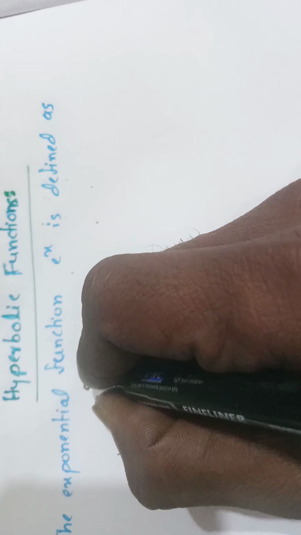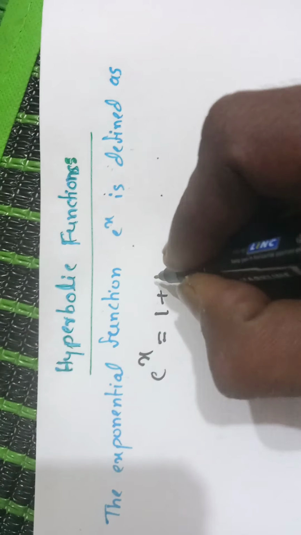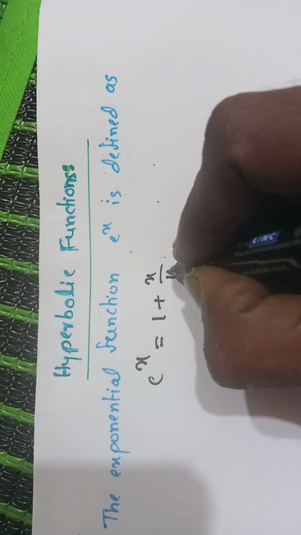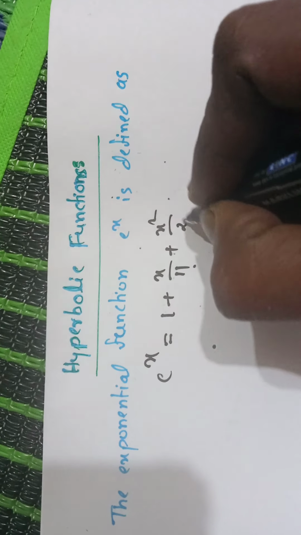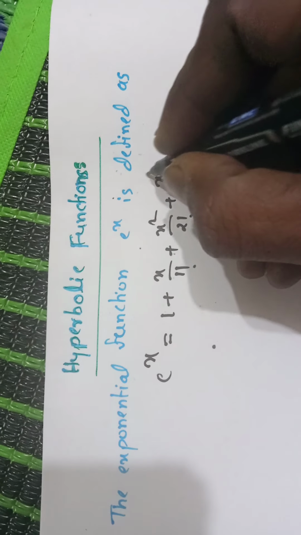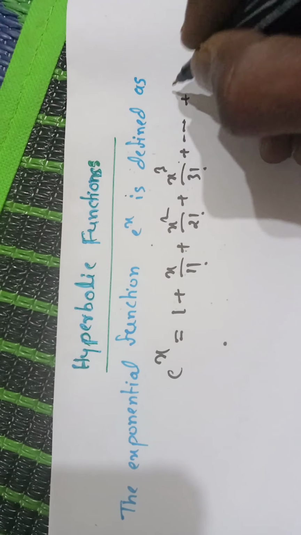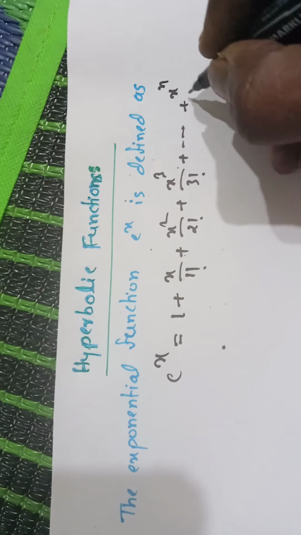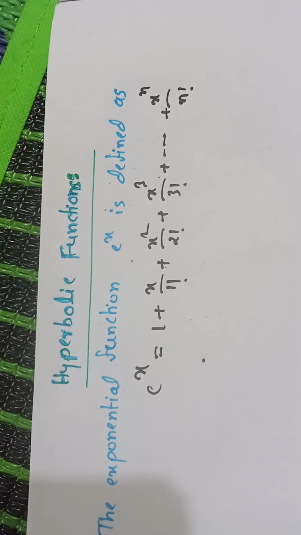The value of e power x is always equal to 1 plus x by 1 factorial plus x square by 2 factorial plus x cube by 3 factorial plus so on, up to x to the power of n by n factorial. You can see it very clearly.